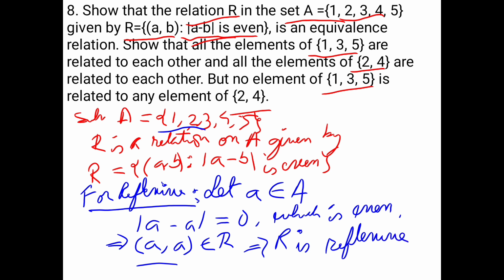Now let's check for symmetric. In a symmetric relation, if the first element is related to the second, then we check whether the second is also related to the first. So we consider a pair of elements.